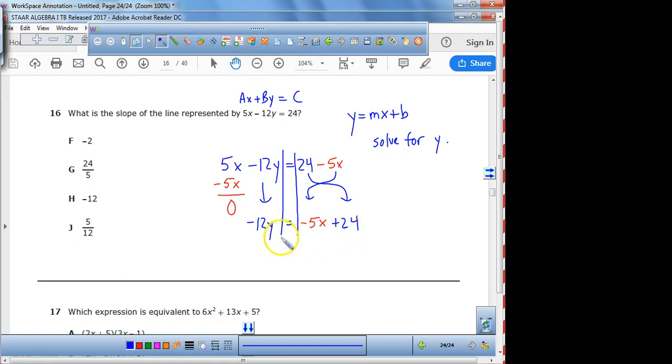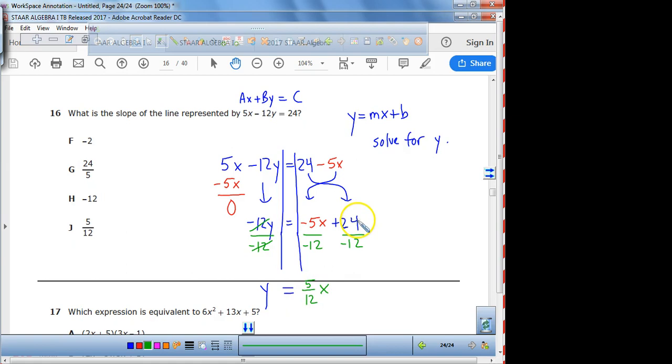So what am I going to need to do now? I don't want to know what negative 12y is. I want to know what y equals. So now what I have to do is divide everything by whatever number's in front of the y. What number's in front of the y? Well, more specifically, I got to divide by a negative. Okay? So negative 12, they cancel out. Negative divided by a negative is a positive, so that's 5 over 12. And 24 divided by negative 12 is a minus 2.